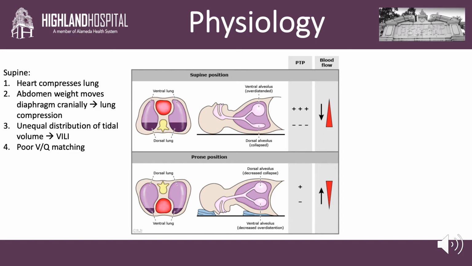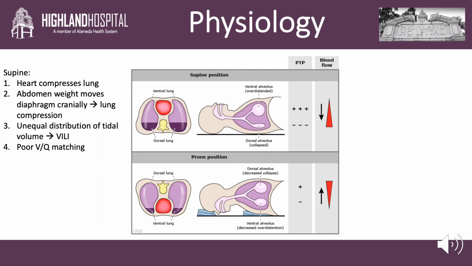So in the top half of this figure, with the patient in the supine position, you can see that the heart is resting on part of the lung and compressing those portions of the lung. In addition, the entirety of the weight of the abdomen is compressing portions of lung and also causing the diaphragm to move cranially, further causing lung compression that way. These effects are exaggerated in patients with ARDS because the weight of the lung is actually higher due to the edema fluid that has accumulated in the lung.